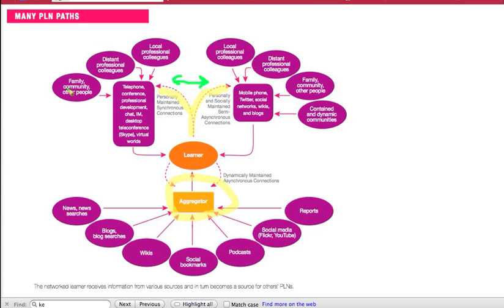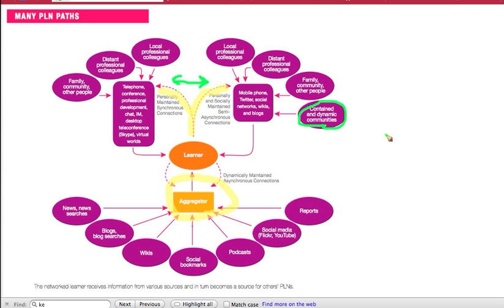And then who are we connecting with? Family, distant professional colleagues, local professional colleagues, distance professional colleagues, family again, and contained in dynamic communities. This would be a Ning, that we're going to deal with today or tomorrow, actually. So when we look at this network, where does the learner sit? Right in the middle, and there's arrows coming in and there's arrows going out. And this is the idea of your professional learning network.